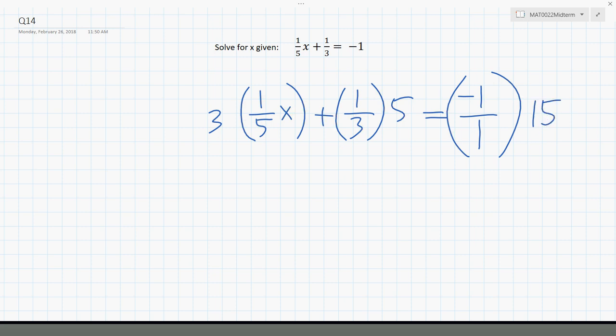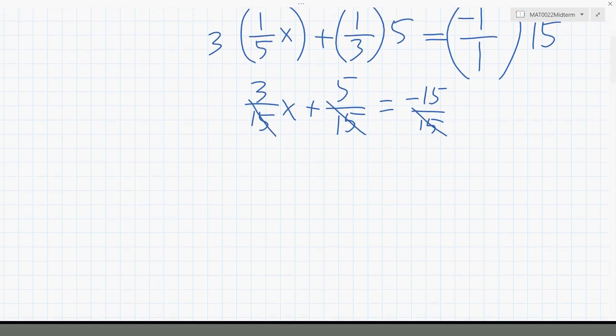I know, I'm still doing fractions. They're still there. Give it a moment. So 3 times the 1 is 3 over 15, right? X plus 1 times 5 is going to be 5 over 15 equals negative 15 over 15, right? So everybody's divided by 15. Remember what I did earlier? Everyone was divided by 14. I just got rid of all the 14s. I just did that again. So that means now I've got 3x plus 5 equals negative 15.